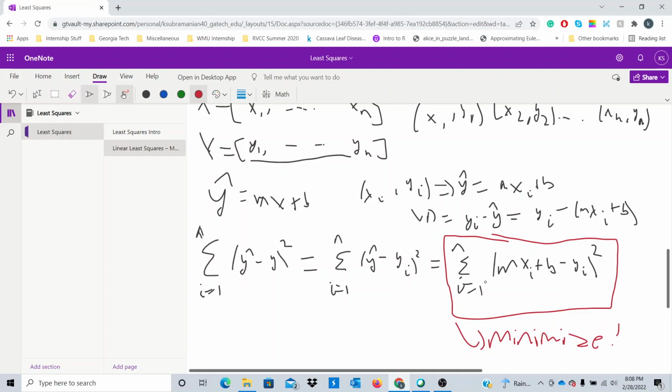Just a side note, this concept is called least squares because we are minimizing the sum of the square differences between the predicted y value versus the corresponding y value. So the least comes from the minimization aspect of the problem, and the squares comes from the fact that we are taking the sum of squared differences and minimizing that sum. So in the next video, we're going to talk about actually solving for the values of m and b.